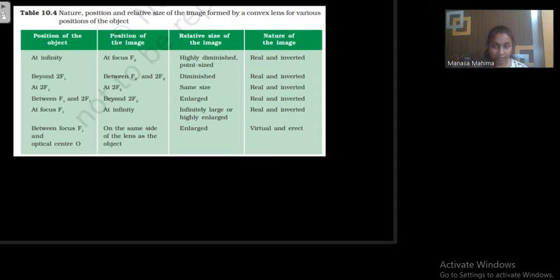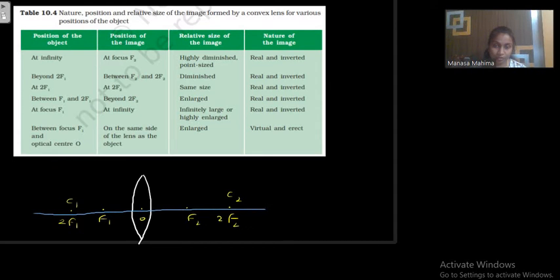For that, we have to consider a convex lens. We know it has the optic center O, and it has the focus F1. 2F1 is nothing but C1. And here is F2, and this is 2F2, or you can take C2. The line that passes through all these points, you will call the principal axis. Correct?